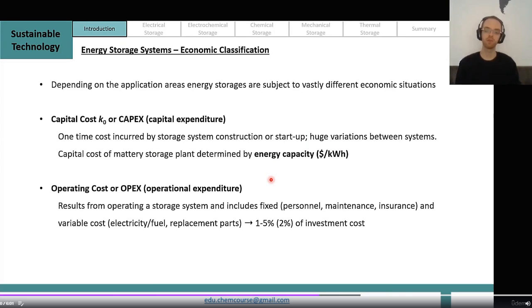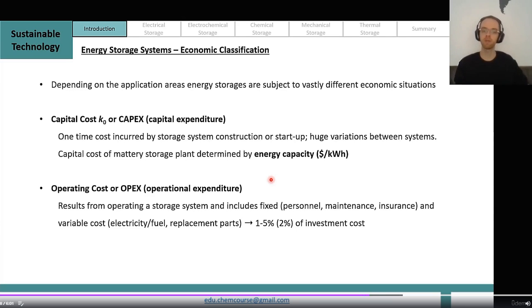Lastly, I would also like to have a look at the economic classification. Depending on your application area, energy storages are subject to vastly different economic situations, depending on how big your application is or what you can afford to invest for the given application. I just want to give you a short idea here about how this is put into numbers.